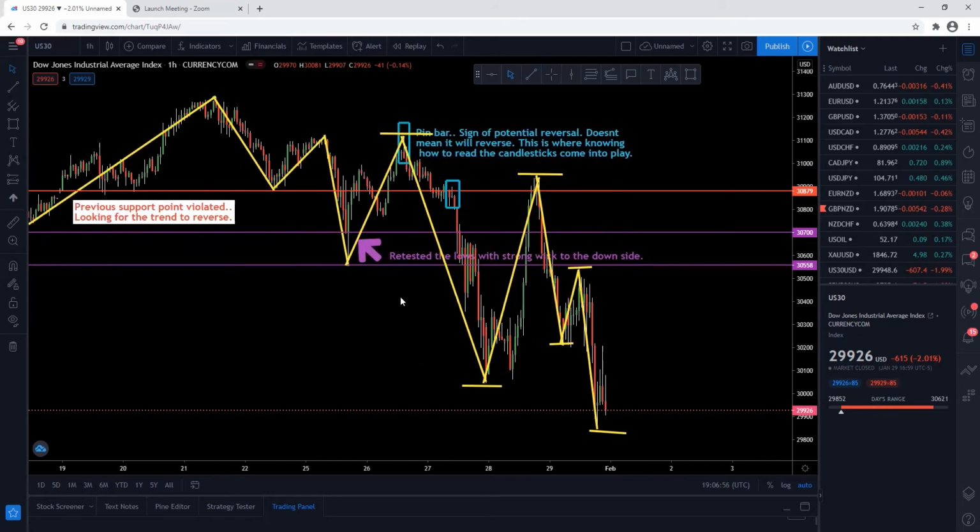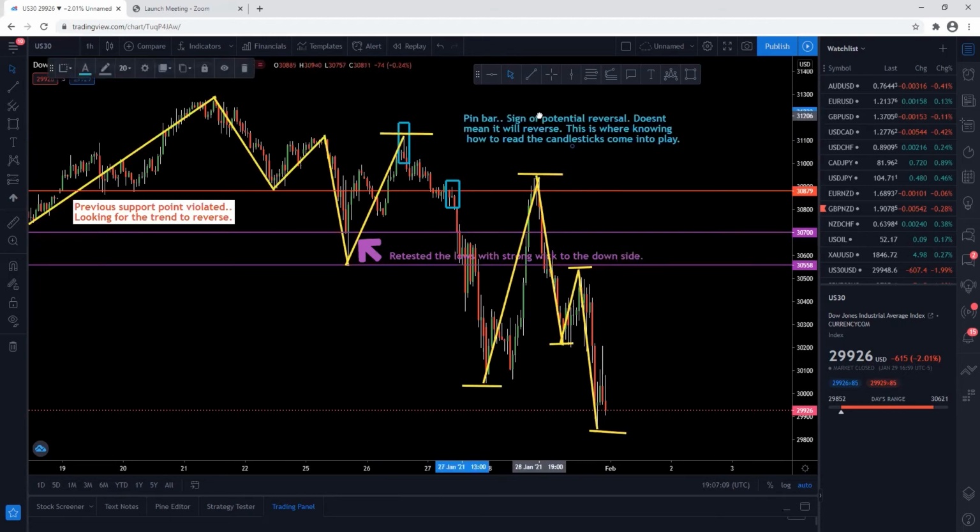Another great indication during my trading process was being able to identify this pin bar. Let me take this out so you can see it. All right. This pin bar. A pin bar is a sign of a potential reversal, but that doesn't mean that price will reverse, but it just gives you a good indication of what's going on.